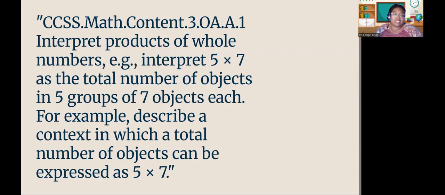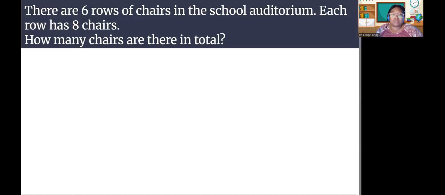Now, let's look at an example. Here we have, there are 6 rows of chairs in the school auditorium. Each row has 8 chairs. How many chairs are there in total?